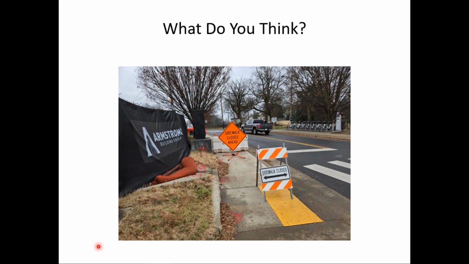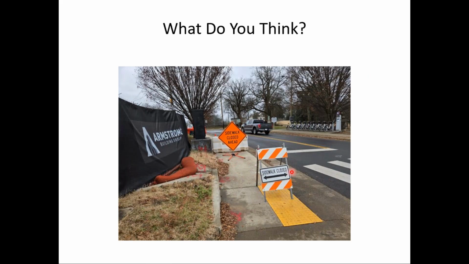Or how about this? Notice here, the sidewalk is closed, there is a detectable barricade across the full width of the sidewalk. That's a good thing. Notice there is a sidewalk closed ahead sign in front of that. That may make it difficult for a visually impaired pedestrian to detect the actual barricade.